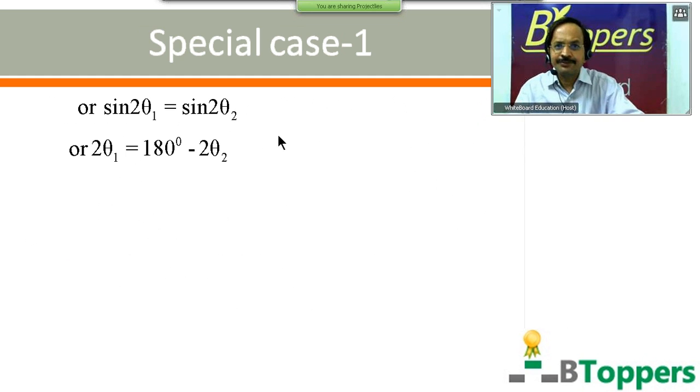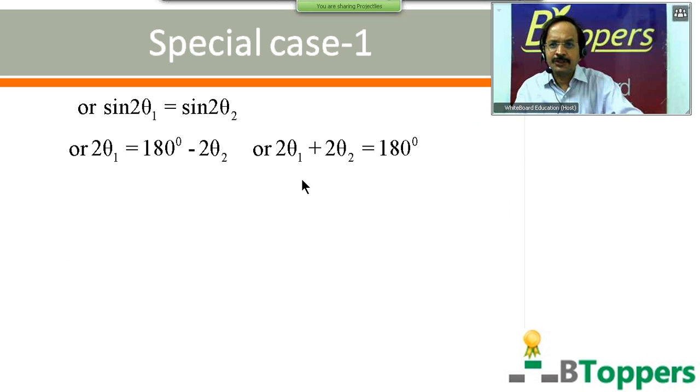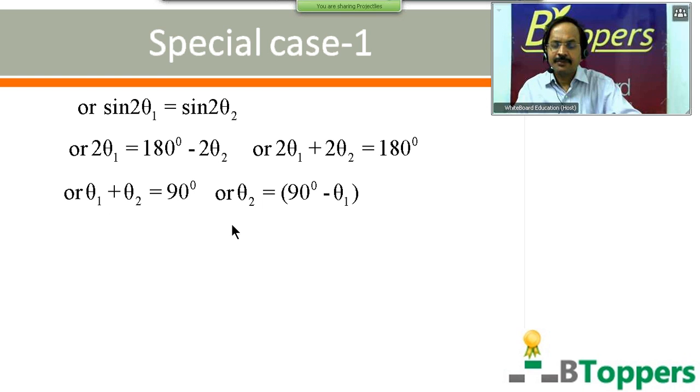There is a relation in trigonometry. So if sin 2 theta 1 is equal to sin 2 theta 2, we can write 2 theta 1 as 180 degrees minus 2 theta 2. If you divide the equation by 2, in the next step, 2 theta 1 plus 2 theta 2 equals 180 degrees, or theta 1 plus theta 2 equals 90 degrees. That means if two bodies are projected with the same initial speed u at different angles theta 1 and theta 2 to the horizontal, then their horizontal ranges will be equal if the sum of their angles of projection is 90 degrees. Theta 2 can be written as 90 degrees minus theta 1.